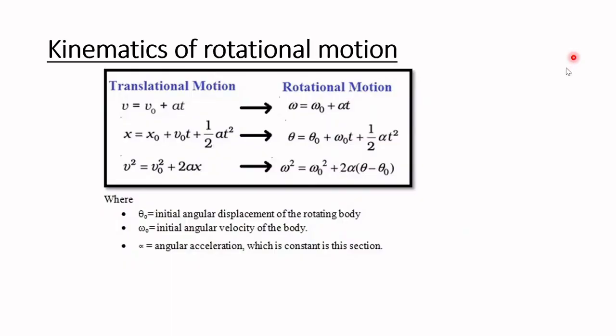In translational motion, we have learned equations such as v equal to v0 plus at, where v is the final velocity, v0 is the initial velocity, a is acceleration, and t is the time.